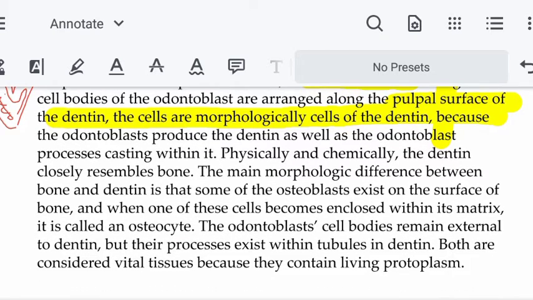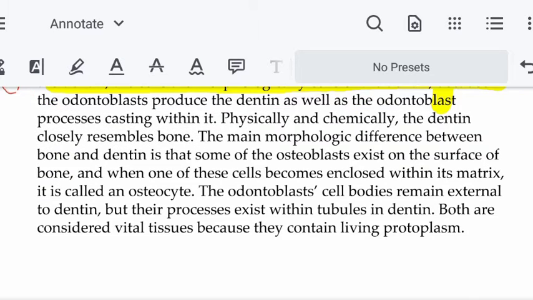Physically and chemically, the dentine closely resembles bone. The main morphological difference between bone and dentine is that osteoblasts exist on the surface of the bone, and when these cells become enclosed within its matrix, they are called osteocytes. The odontoblast cell bodies remain external to dentine, but their processes exist within the tubules in dentine. Both are considered vital tissues because they contain living protoplasm.